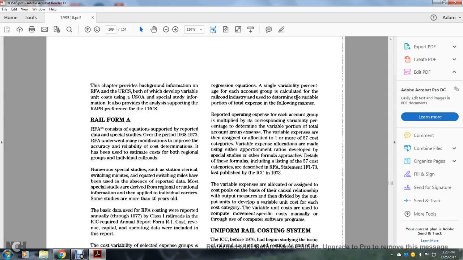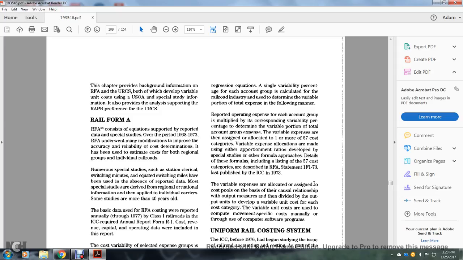Reported operating expense for each of the groups is multiplied by the corresponding variable percentage to determine the variable portion of the total account group expense. Variable expense is assigned, allocated to one or more of the 57 cost categories. The variable expense allocations are made using either apportionment ratios as developed in special studies, other formulas, or approaches. Details of the formulas are included with the listing of the 57 cost categories as prescribed in Rail Form A, statement in 1F173, last published by the Interstate Commerce Commission in 1973.